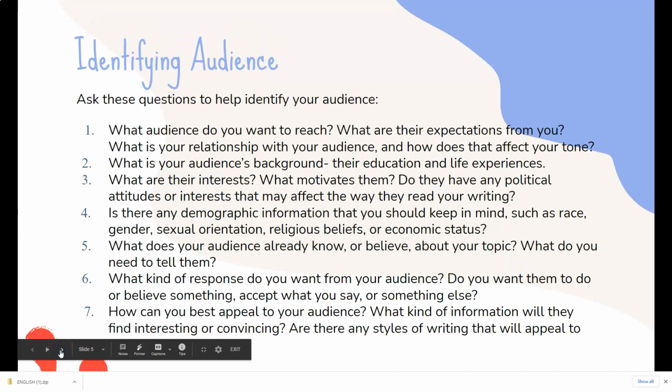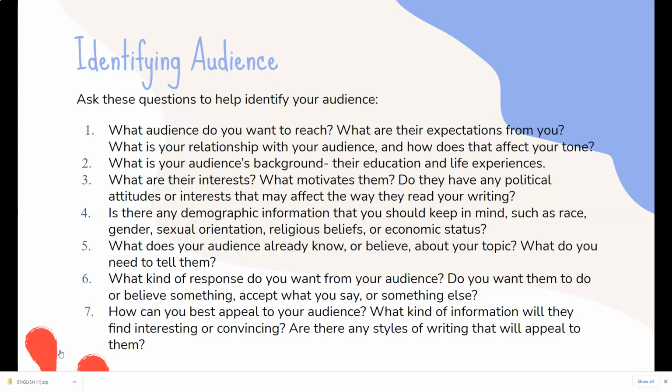Some questions to ask to help identify your audience include: what audience do you want to reach? What are their expectations from you? What is your relationship with your audience, and how does that affect your tone? What is your audience's background, their education and life experiences? What are their interests? What motivates them? Do they have any political attitudes or interests that may affect the way they read your writing?